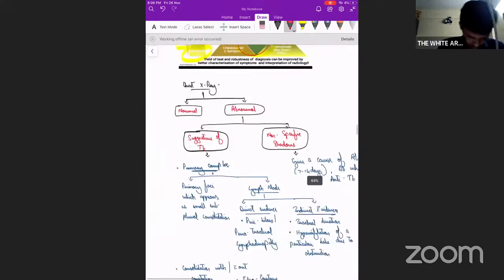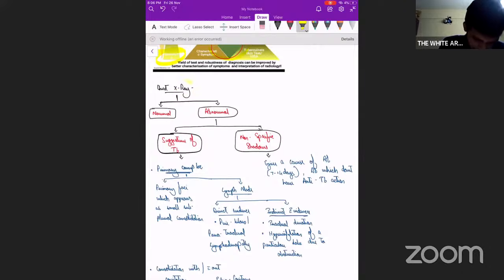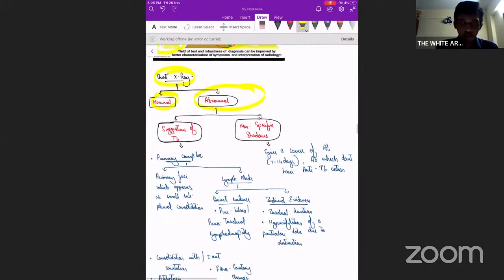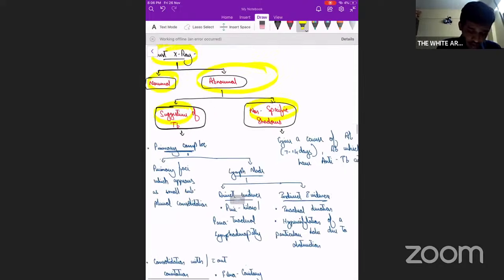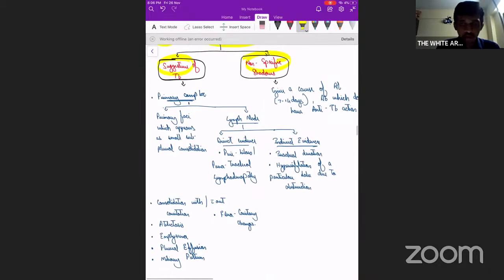Now the first step is the chest X-ray. What are the possibilities that can arise in a chest X-ray? Either we can have a normal chest X-ray or an abnormal chest X-ray. When it comes to an abnormal chest X-ray, again we can have two types: either the abnormality found is suggestive of tuberculosis, or we can have non-specific shadows. First we'll deal with lesions that are suggestive of tuberculosis.